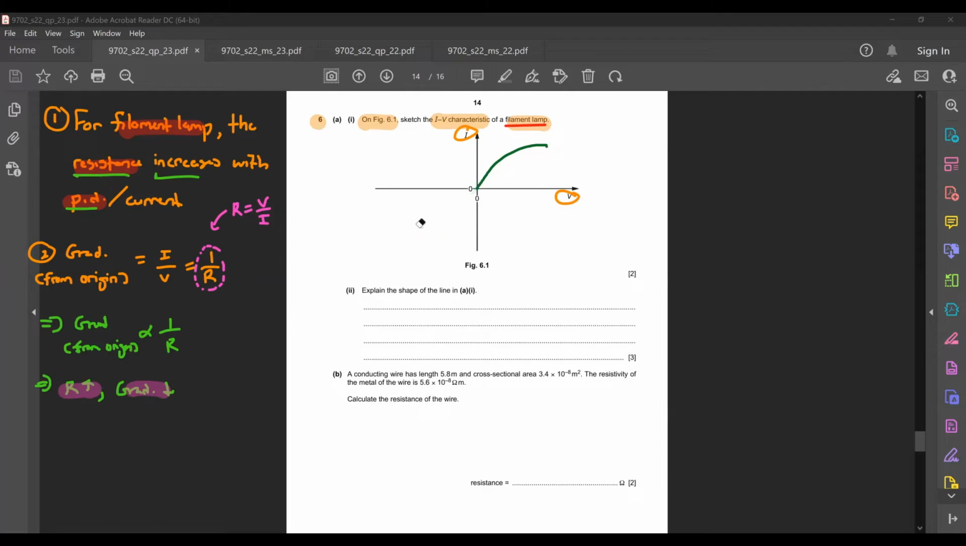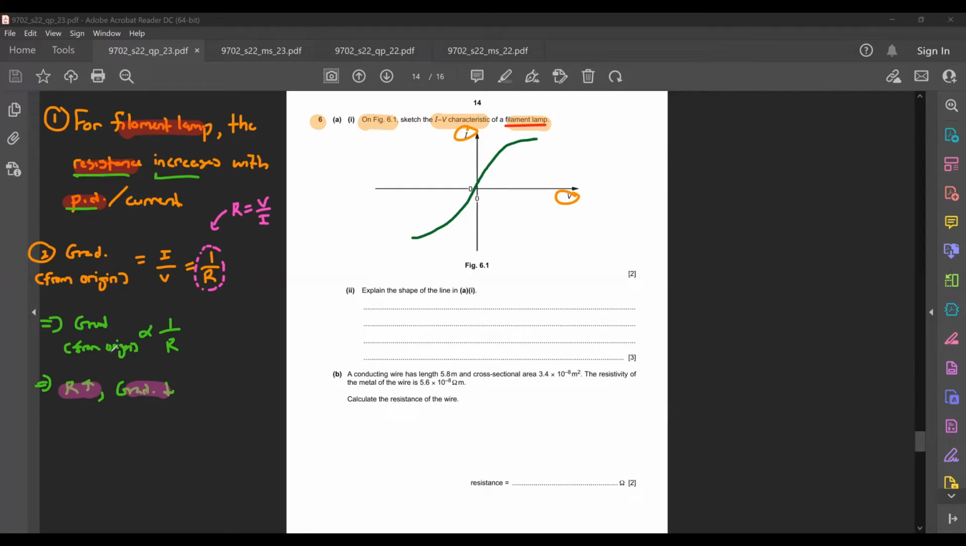Sorry, let me just redraw this properly. This one is the correct one. Maybe I should just draw it in one shot. It looks like this. Okay, this is as best as I can draw it.